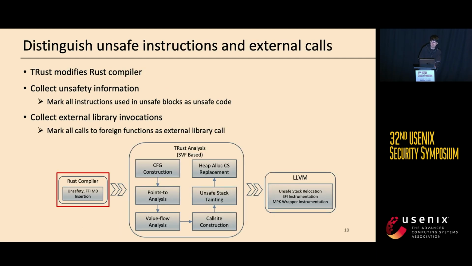To distinguish unsafe instructions and external code, T-Rust first modifies the Rust compiler to collect unsafety information and external library invocations. In the first step, T-Rust marks all instructions used in unsafe blocks as unsafe code and marks all calls to foreign functions as external library calls.